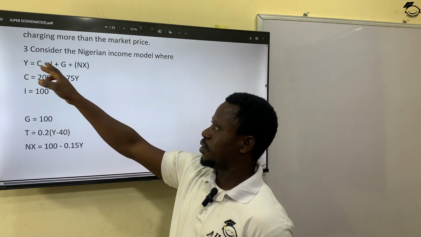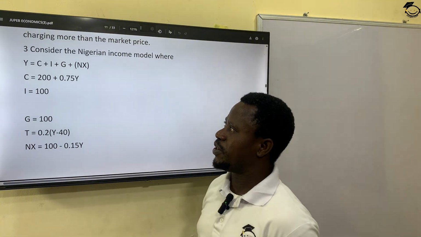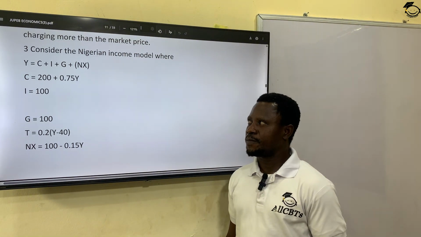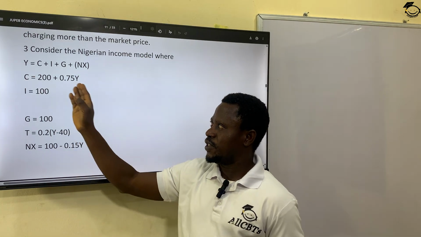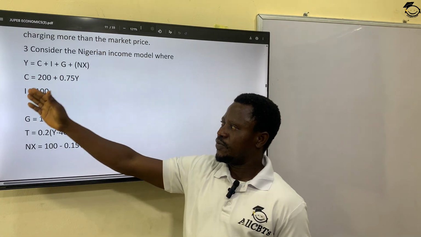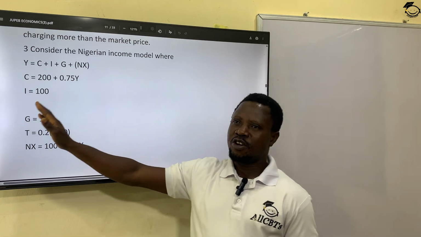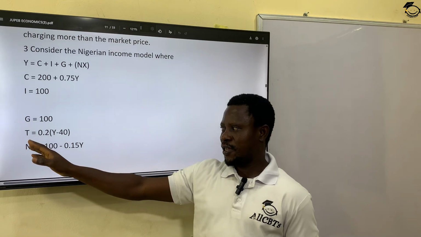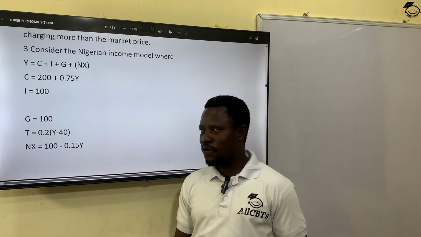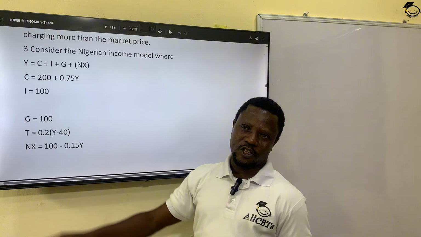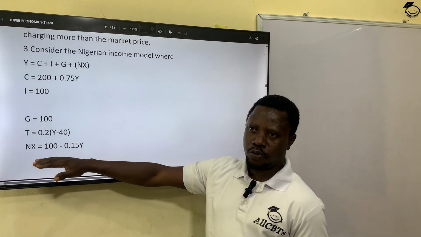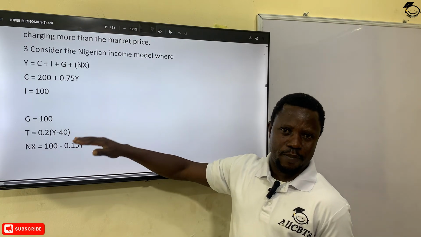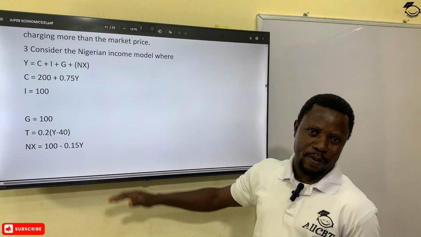C is consumption, I is investment, G is government expenditure, N is import, and X is export, okay? Now you are given C, consumption, as this equation, and you are given investment at 100, government expenditure at 100, and of course you are given tax. This T is tax, 0.2y minus 40, and NX, that is export and import, you are given this equation. So we are going to solve each one of these step by step as the time will permit us.